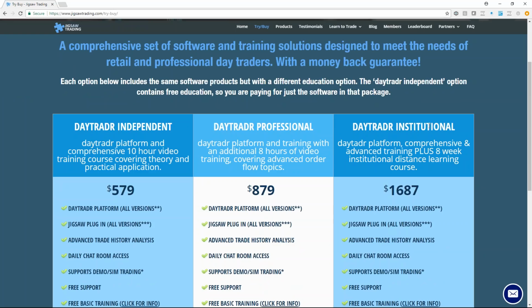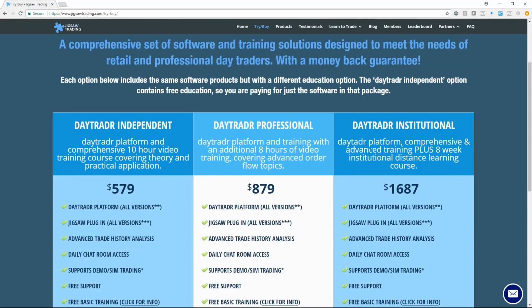It's all the same software for all 3 versions, but with independent, you get a basic 10-hour order flow training course, and also a trade planning course, how to write a trade plan. It covers theory, practical application, and drills. With the Day Trader Professional, we have some advanced educational material, some stuff that looks at particular scalping setups. And then the institutional is where we've actually got the course from a prop firm.